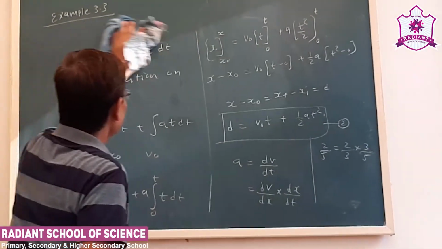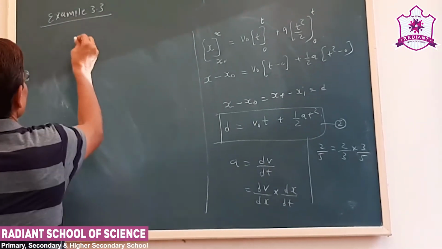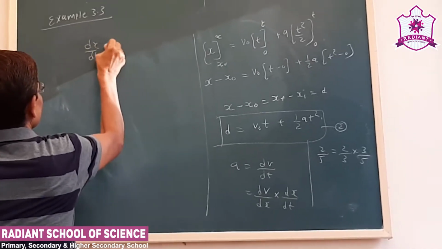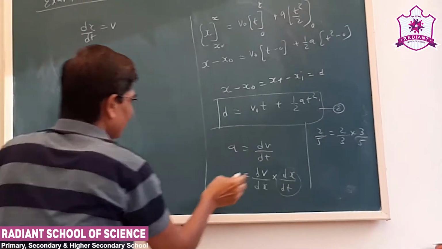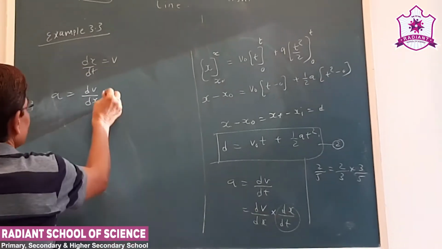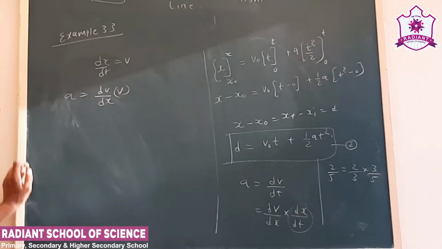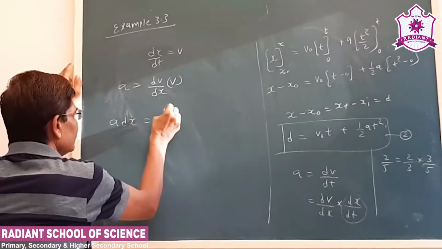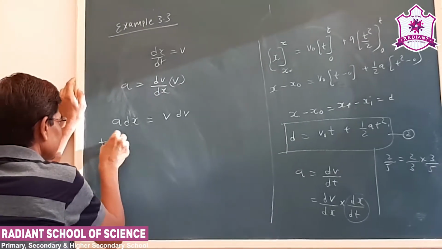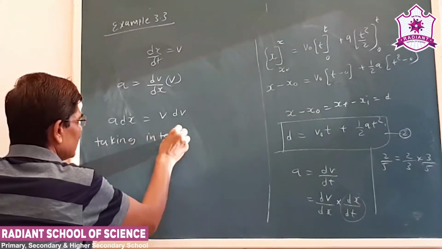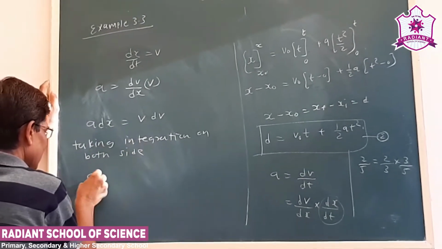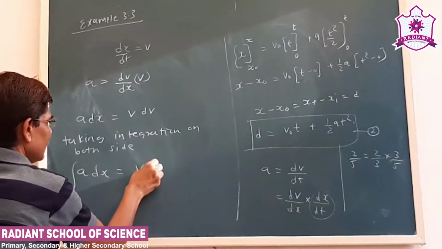Now see our equation, dv by dx, and dx upon dt is velocity. So how will our equation pan out? So a will be dv by dx into dx by dt, which is velocity v, that we are writing. Okay, now see, this dx we take on the left hand side. Now see, we take integration on both sides, that is a dx is equal to v dv.